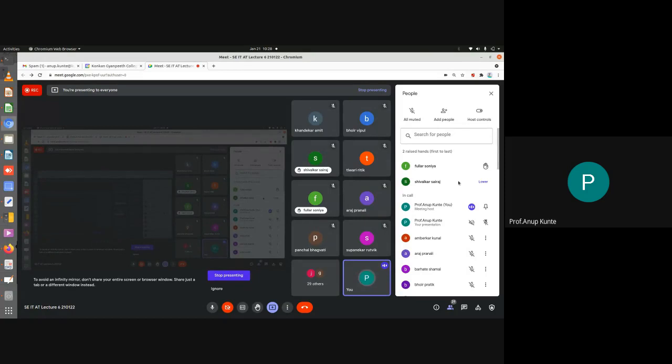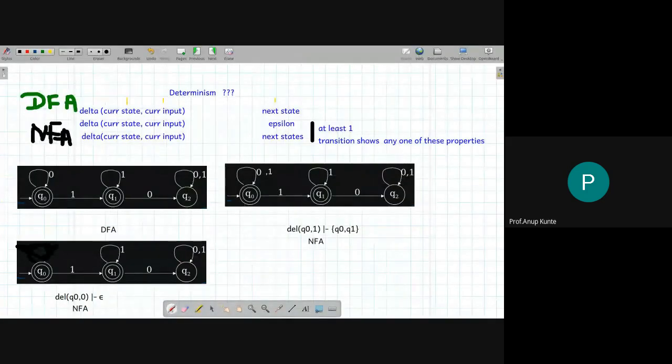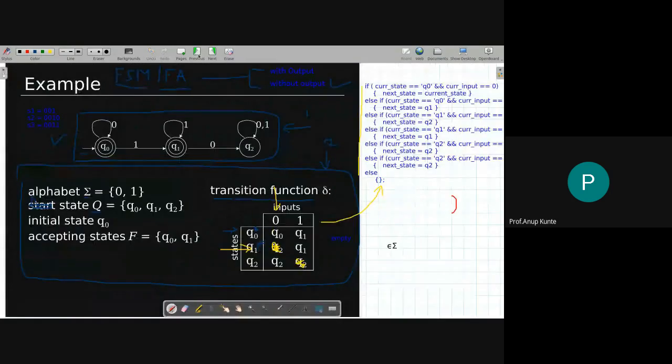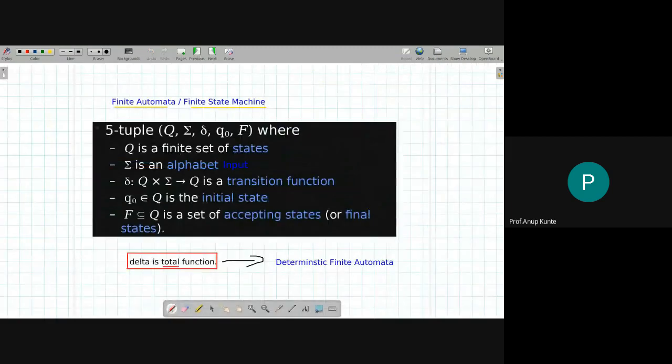Okay, ठीक है. I'll just discuss what that is. Probably you might have missed the discussion. That's the reason. So these devices that we are talking about, they are defined like this. They have 5 things associated with them.